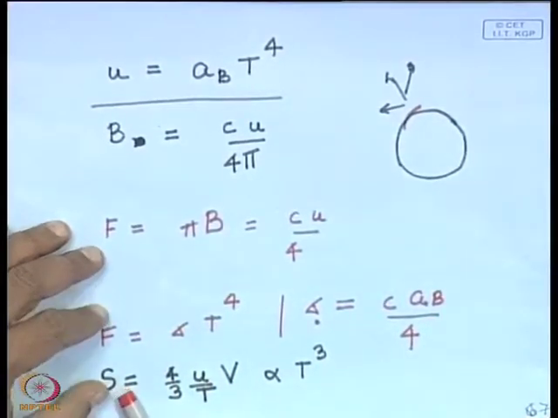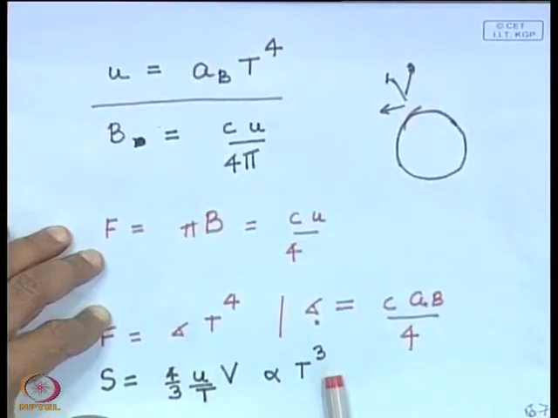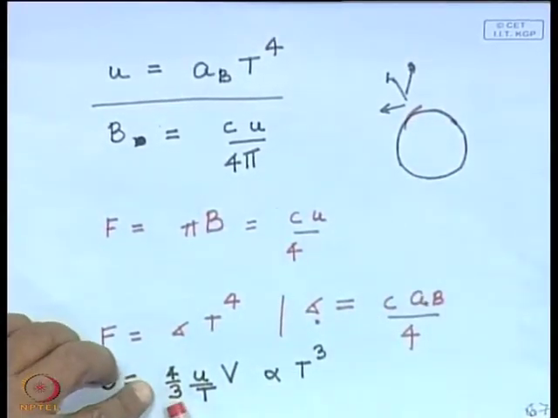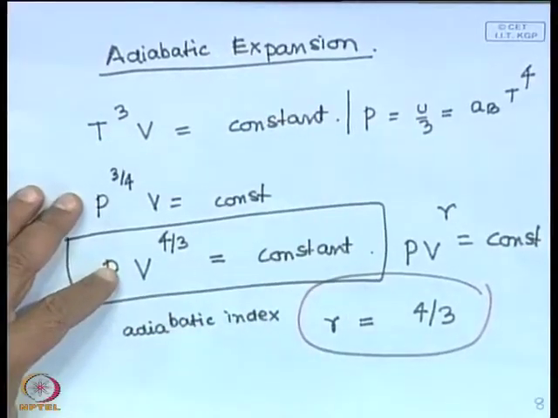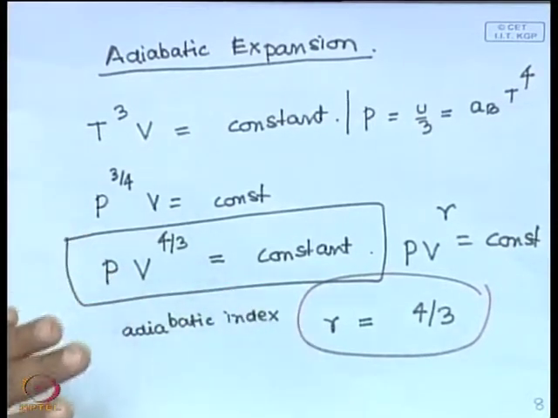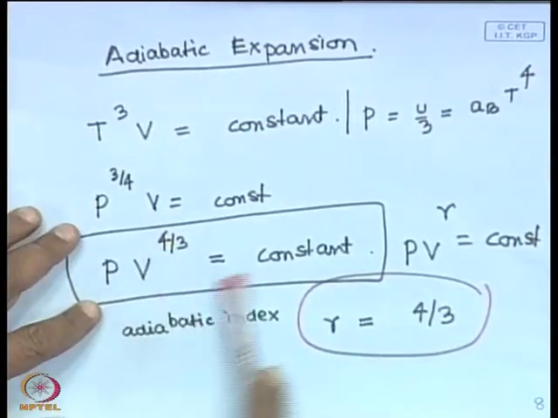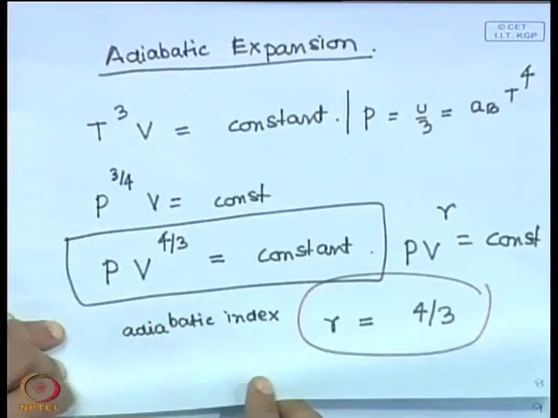We also calculated the entropy, and the entropy we saw is proportional to T cubed, and it is equal to 4/3 into the energy density by the temperature into the volume of the system. So, the entropy density is 4/3 energy density by T. After that we also looked at what happens when you have adiabatic expansion of radiation, and we saw that for radiation which is made to expand or contract adiabatically, PV to the power 4/3 is a constant. So, radiation behaves like an adiabatic medium with adiabatic index 4/3.